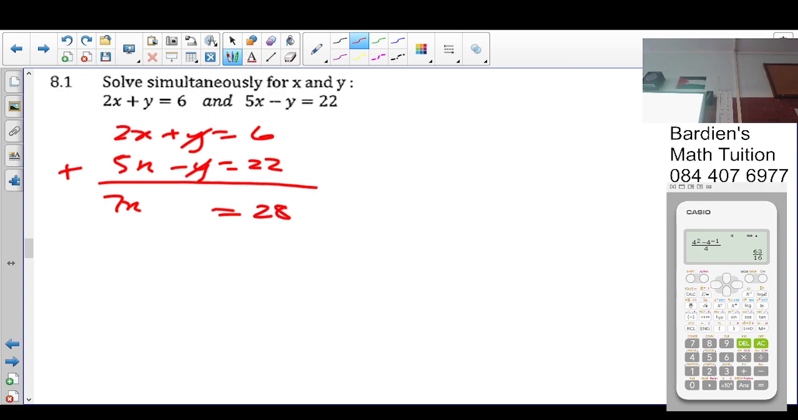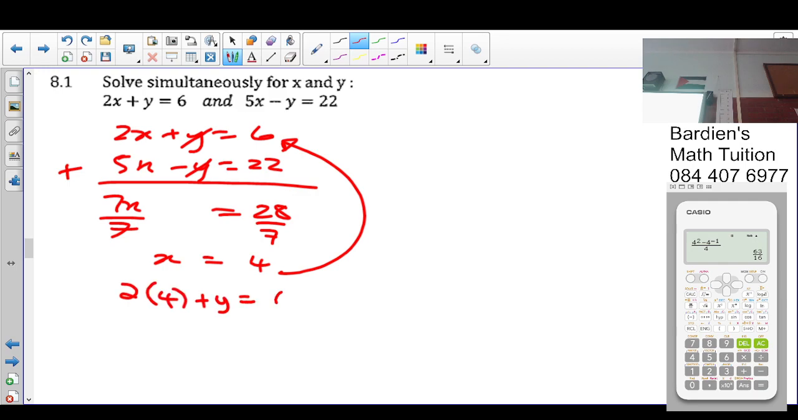So how do I get x on its own? Divide by 7 both sides, not so? Therefore x is equal to 4. So what I do with this is I substitute that into one of the previous equations. Whenever I say x, I put that 4 in. So it's 2 times 4 plus y is equal to 6. 2 times 4 is 8. So y is equal to 6 minus 8, which is negative 2. So x is 4 and y is negative 2.